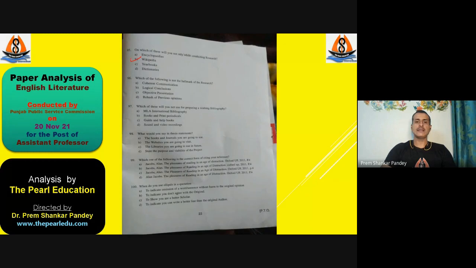Anyone can edit Wikipedia. Anyone can add a citation in Wikipedia. So obviously it is not authentic information. However, the references given in Wikipedia at the end of the page are authentic information, but definitely the information of Wikipedia is not regarded as authentic information for conducting research.